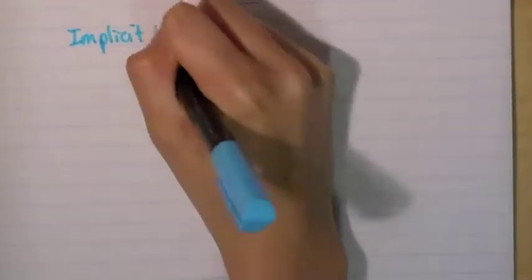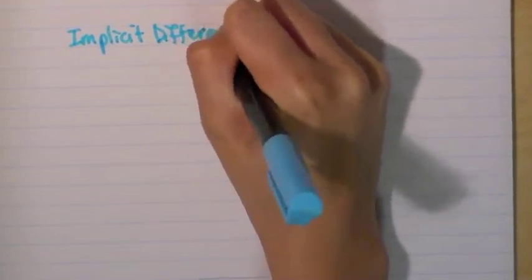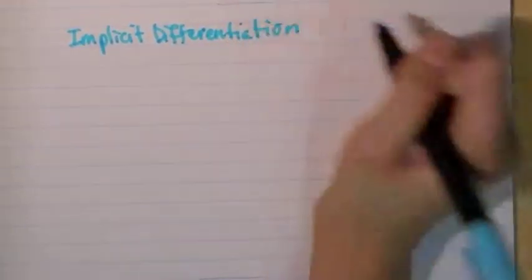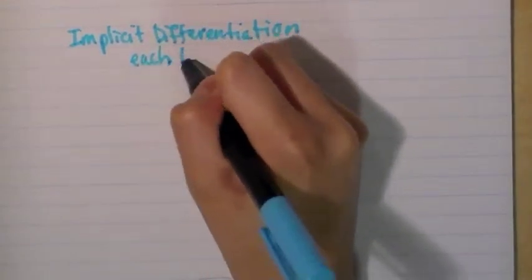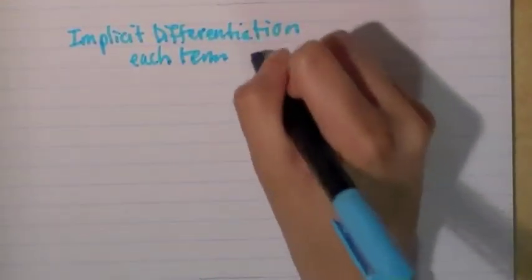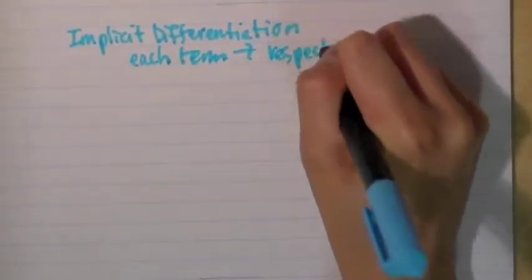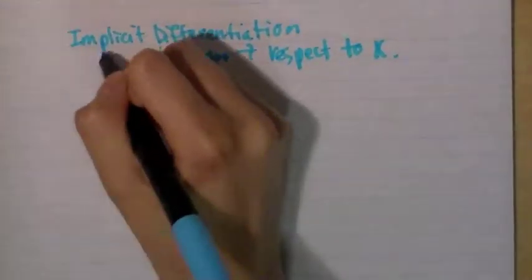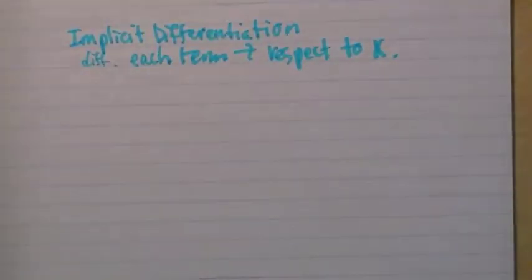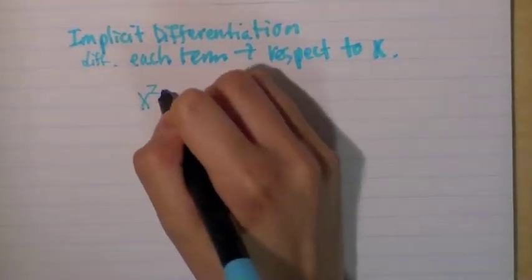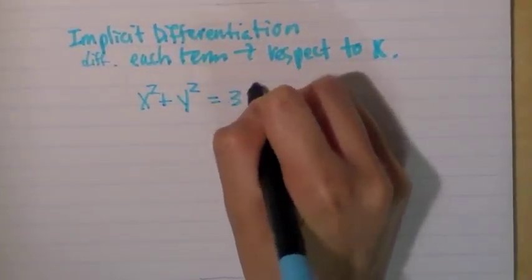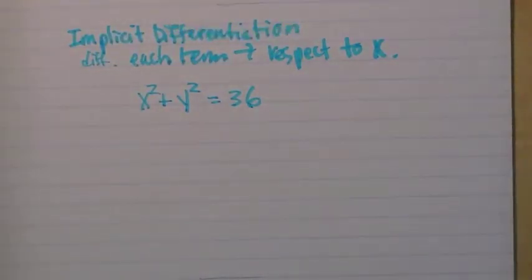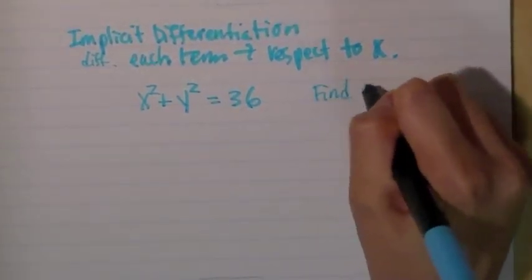Next important thing that you have to learn is implicit differentiation. The important thing to remember about this is that you have to differentiate each term of the equation with respect to x. So we're going to do another very, very quick example.